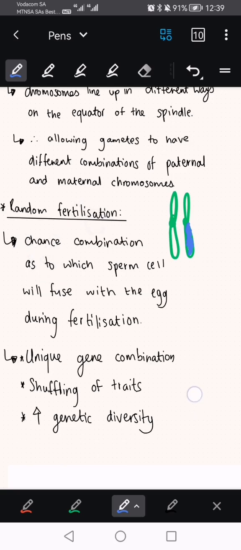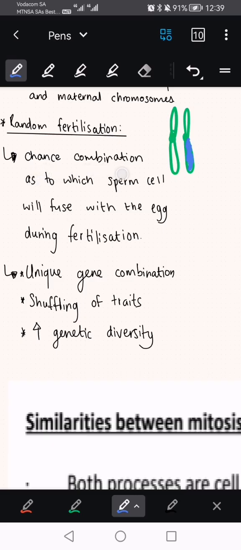Random fertilization here, it is chance combination as to which sperm cell will fuse with the egg during fertilization. What is this that they are saying? It's a lot of words. And they don't normally ask random fertilization, but we must include it to show genetic variation. Random fertilization just means that you don't know who your future partner is going to be. You don't know who your future husband is going to be, who your future wife is going to be. That is completely up to chance, right? That sperm and that egg that will fuse one day is completely up to chance. God willing, if you want to have children, that is completely up to chance.